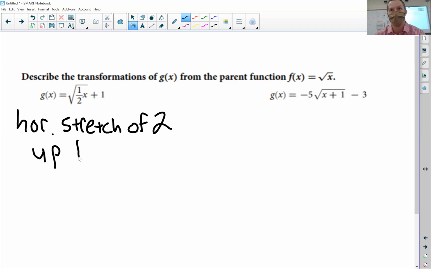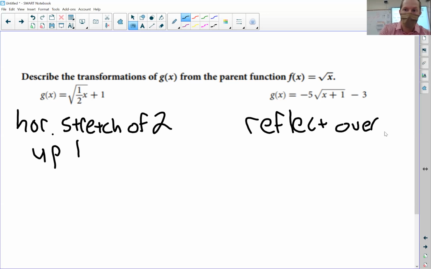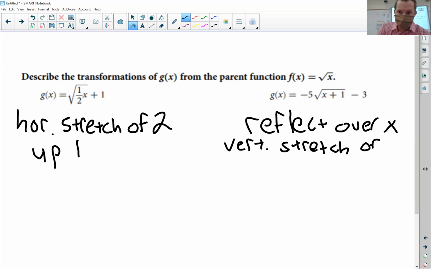What about the second option over there? It's a reflection. Why is it a reflection? So reflect over x because of that negative. What would a reflect over y look like? Inside. It would be inside. Very good. So what does that 5 do? And it goes left 1 and down 3.